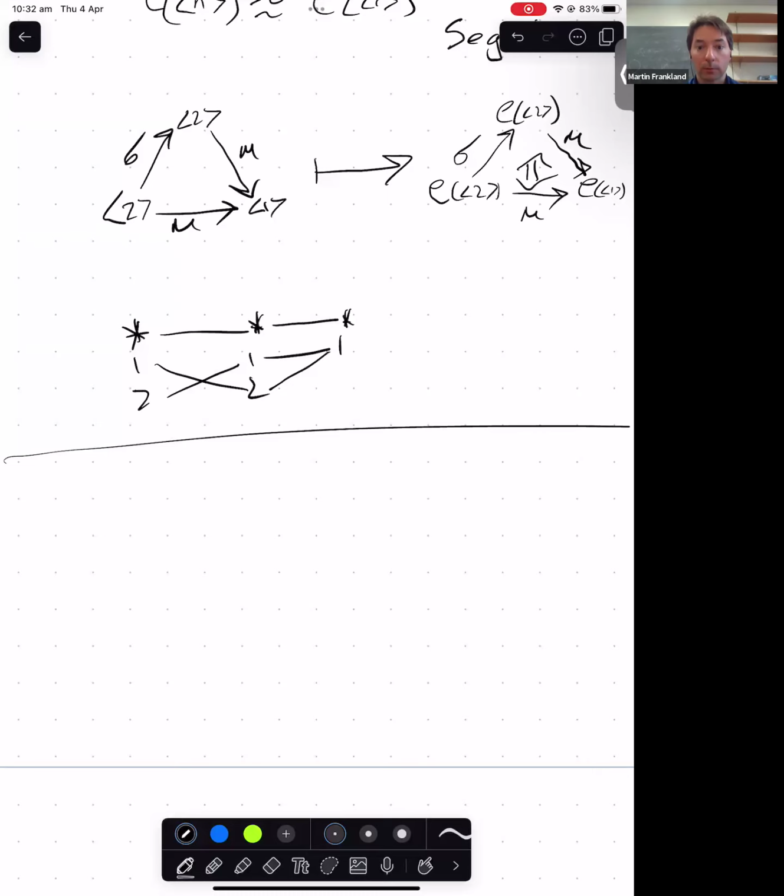Okay. Yes. Thanks. Yes. Yeah. It's a natural isomorphism in this case. Thank you.